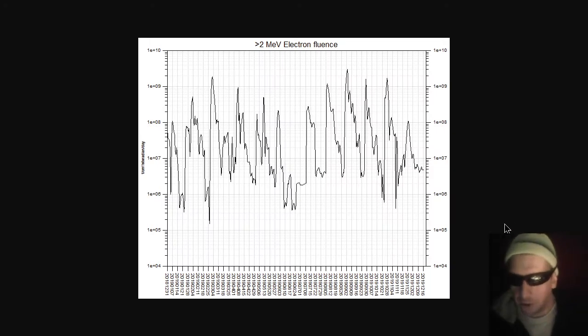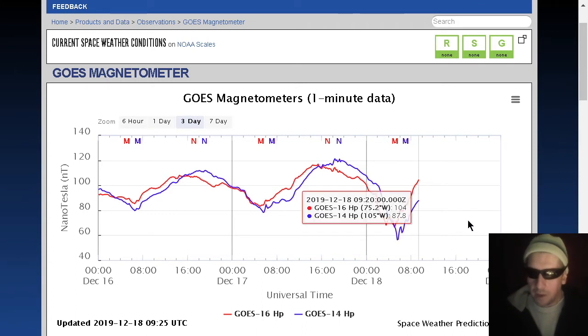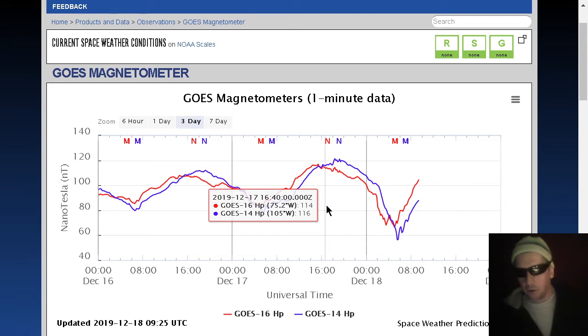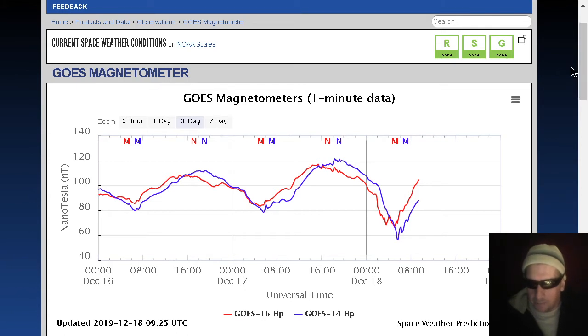Relativistic electrons also at quite low levels. And we expect GPSs to work well. Here's some of the sawtooth spikiness that we've seen, that we actually forecasted in terms of the GOES magnetometer data. And that's the kicking in of the solar wind.